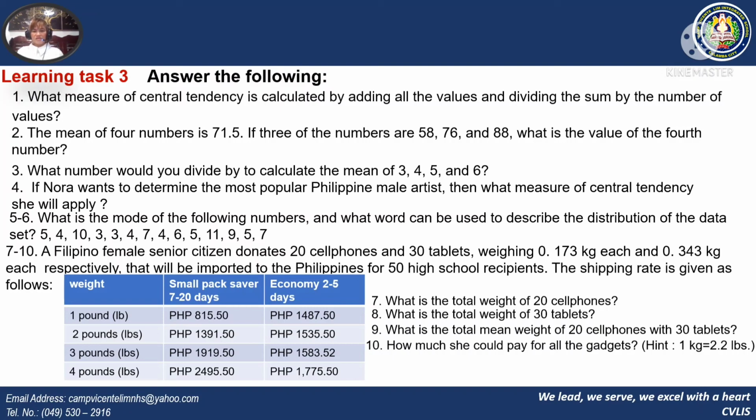What is the total weight of 20 cell phones? 8. What is the total weight of 30 tablets? 9. What is the total mean weight of 20 cell phones? And last, how much she could pay for all the gadgets?